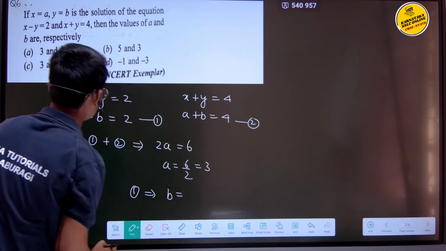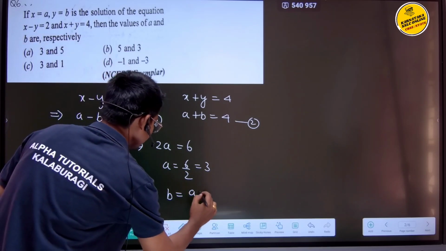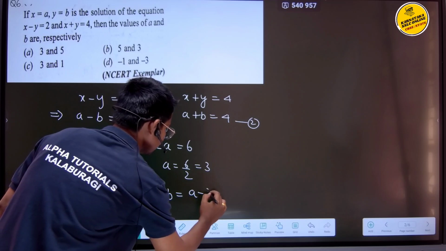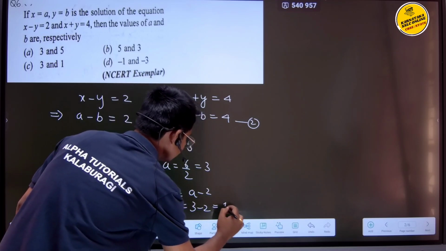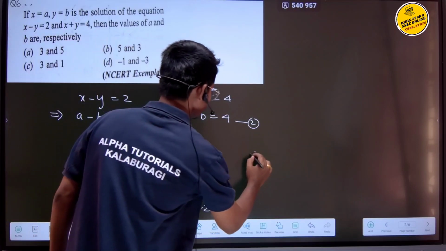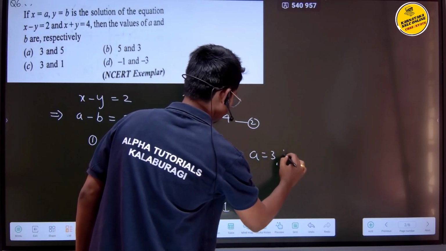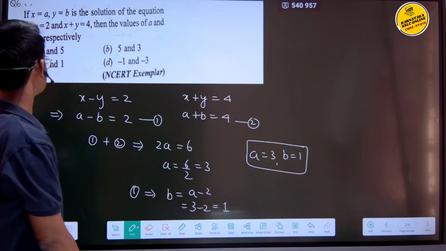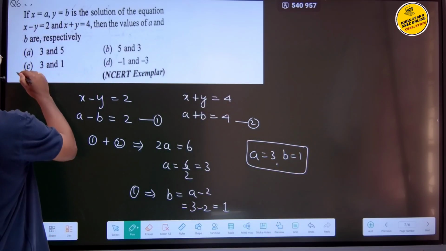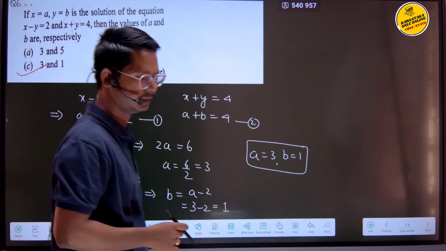So b equal to a, okay, 2, I'll shift to the left side, minus 2. The a value we got is 3, minus 2 you will get 1. So here we are getting a value as 3 and b value as 1. Okay, it is option C. Option C is the correct answer. A equal to 3, b equal to 1.